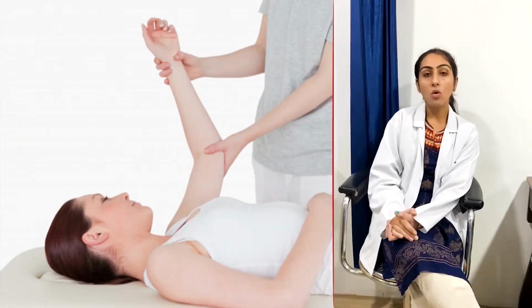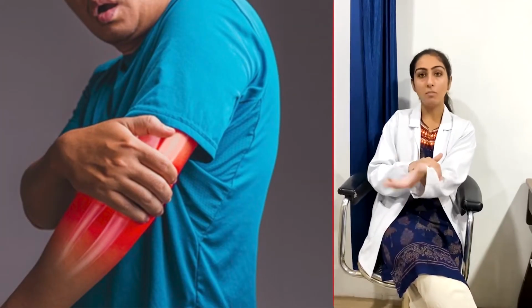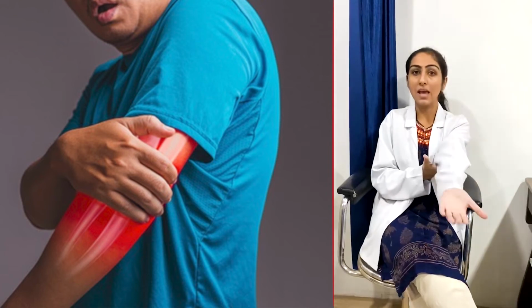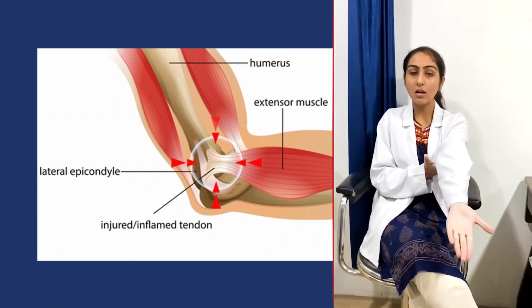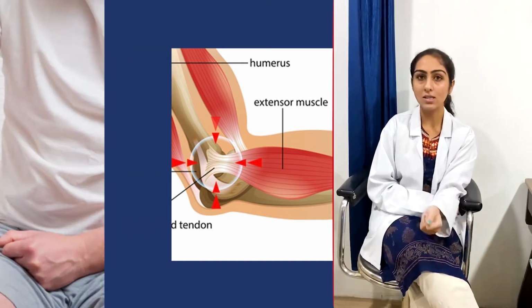It is the most overused syndrome of the elbow, that is, the injury to the extensor carpi radialis brevis muscle, which helps in extension, मतलब इसको सीधा करने में help करता है. उस muscle की overuse injury की वजह से जो होता है, that is called tennis elbow.